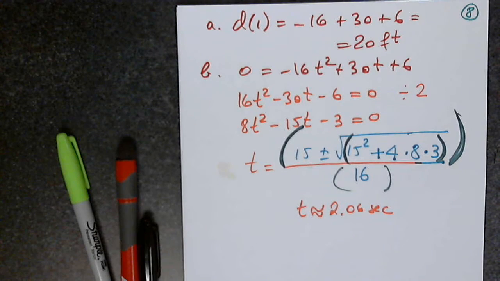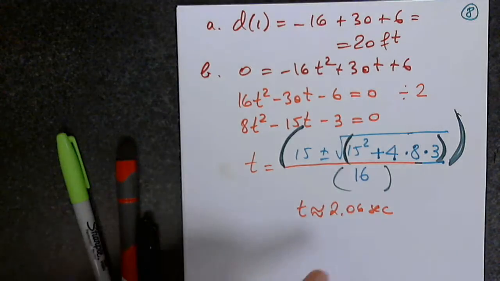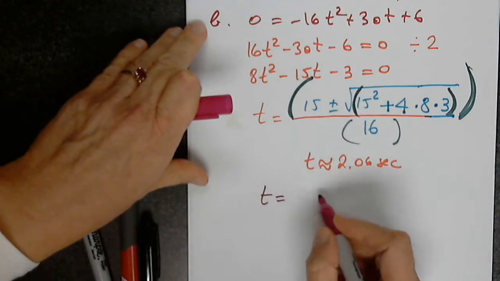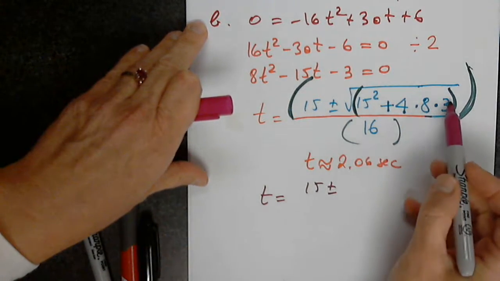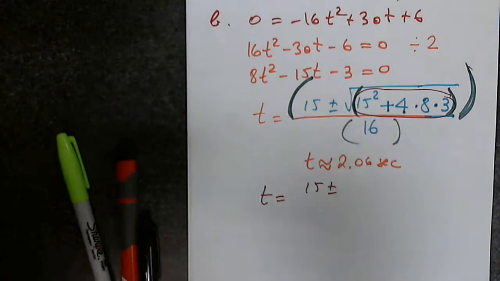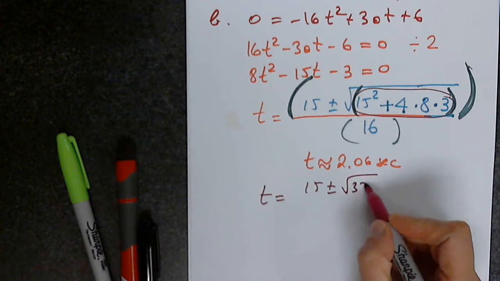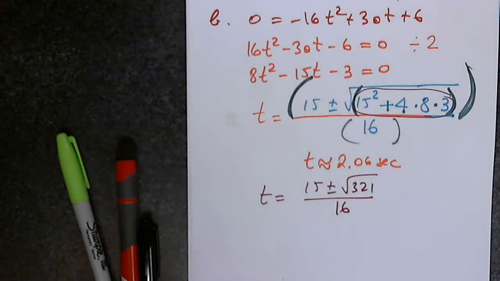It is true the problem was saying here, find the exact time. So let's also find the exact time. We know that it's just the positive solution. So the exact time will be 15 plus or minus... Now I have to perform this with a calculator. So I have 15 squared plus 32 times 3. Right? So that is 321. So the square root of 321 divided by 16.